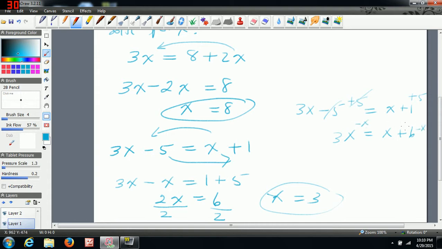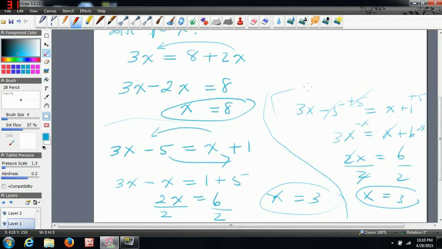So then the x's would cancel, and then I get 3x minus x, which would be 2x equals 6. So I would end up here, and then just divide both sides by 2. So x would be equal to 3. Okay, so that's an alternate way of solving the question.